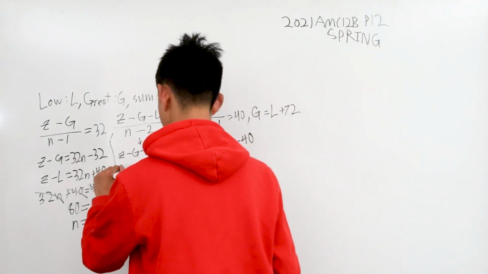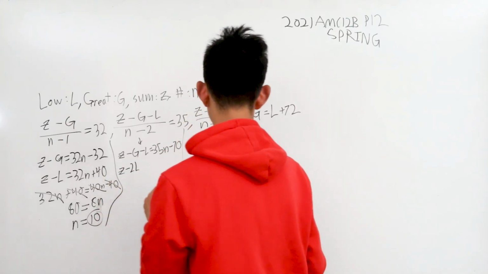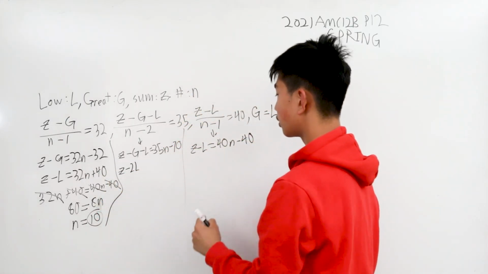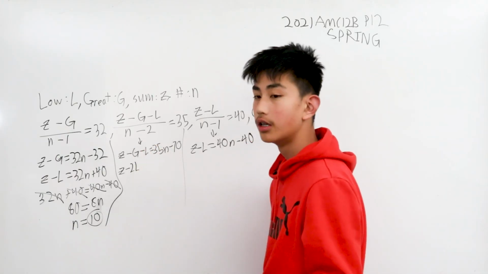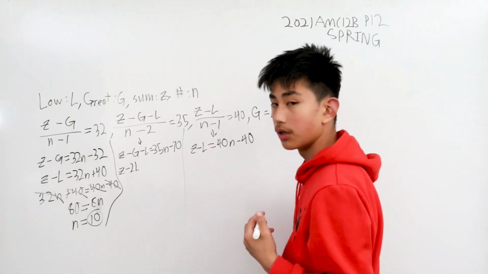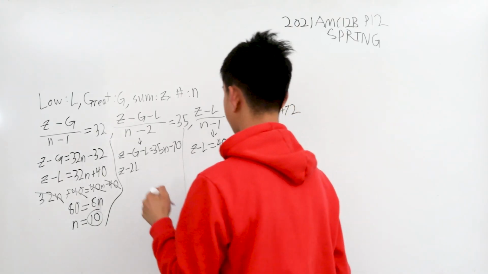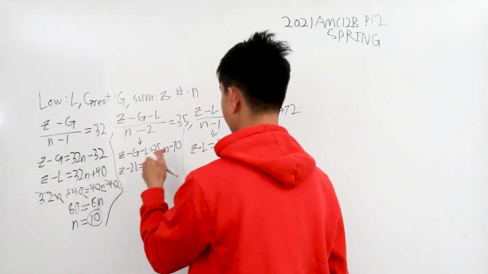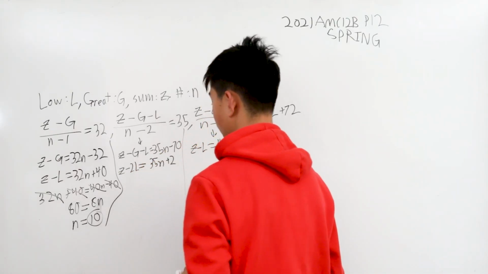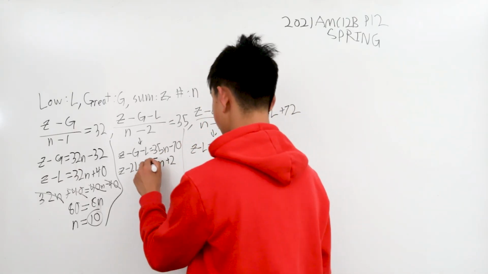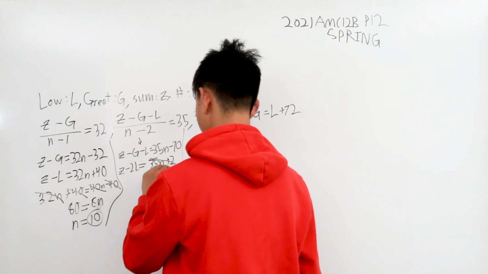Okay, so then we can plug the G in again. So Z minus 2L, and then for the 72, since this is a negative G, that would be a negative 72. So you can add 72 to both sides to make it positive. This is 35n plus 2, but since we know n is 10, this is just 352.